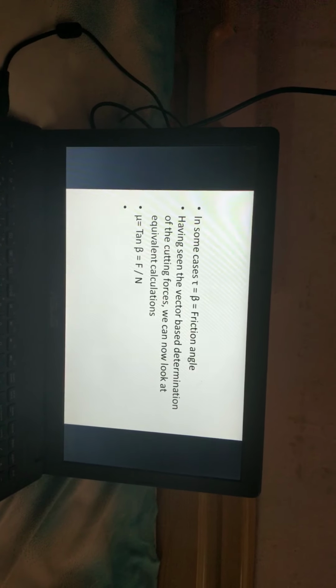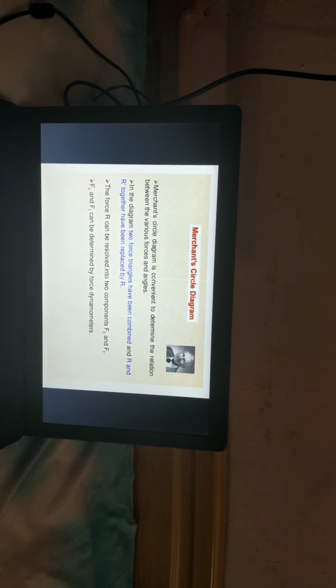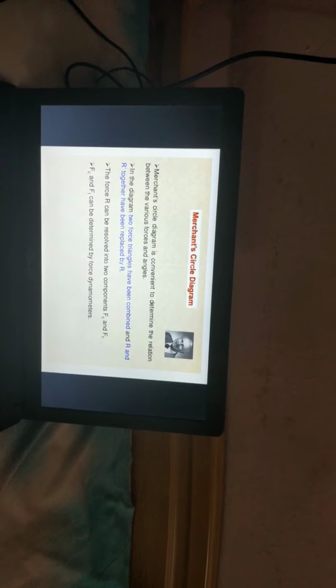Now mu is equal to tan of beta, with that we are knowing the coefficient of friction, that is equal to F upon N. Now the Merchant circle diagram is convenient to determine the relation between various forces and angles. In the diagram, two force triangles have been combined and R dash together have been replaced by R. The force R can be resolved into two components, Fc and Ft. Fc and Ft can be determined by force dynamometers.